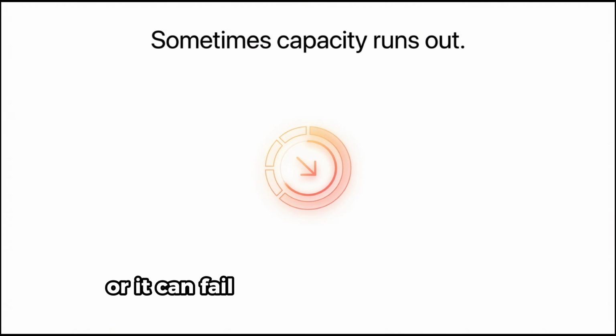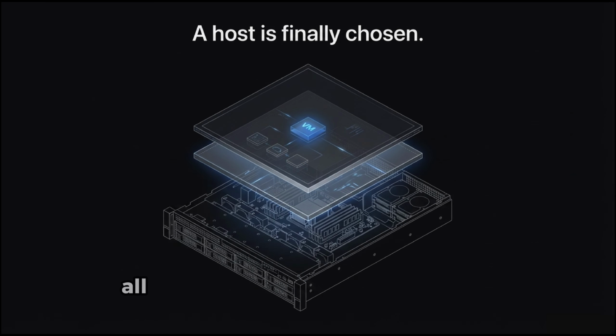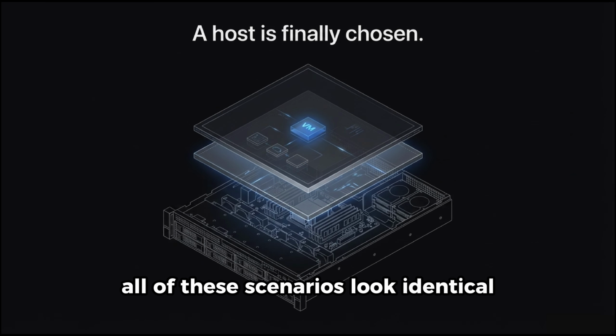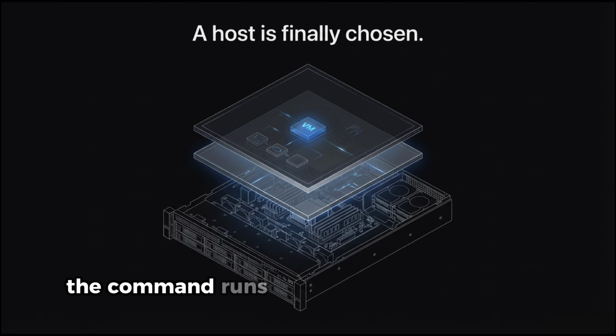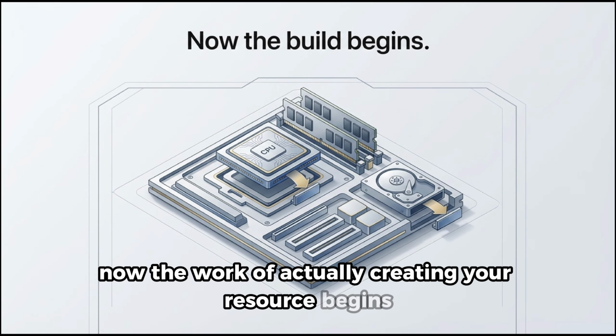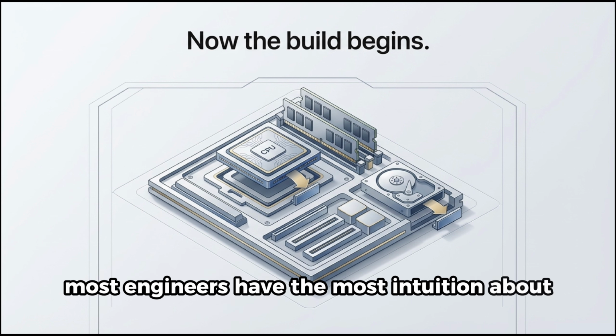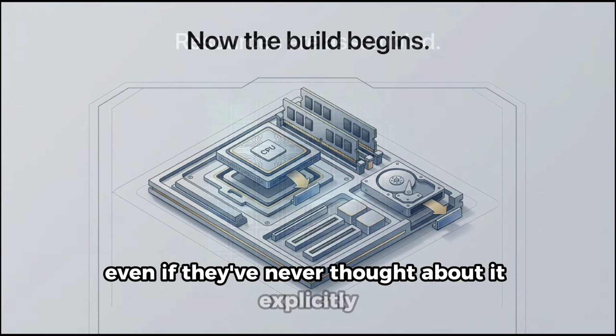Or it can fail with insufficient capacity after waiting long enough that the control plane gives up. From your terminal, all of these scenarios look identical until they resolve. The command runs, the cursor blinks, you wait. The scheduler has found a physical host. Now the work of actually creating your resource begins, and this is the stage most engineers have the most intuition about, even if they've never thought about it explicitly.